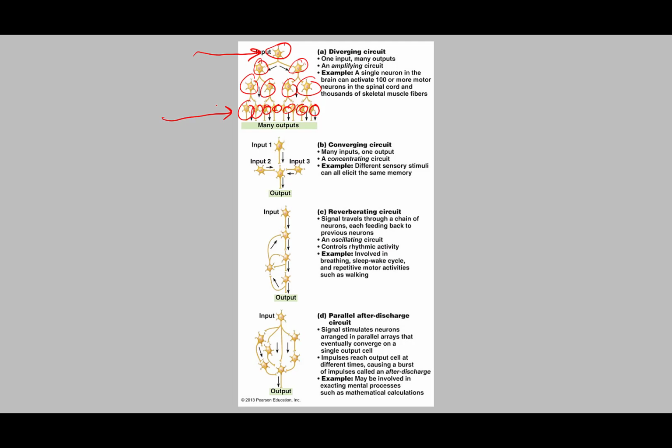So, for example, you could have one single neuron in your brain stimulating a lot of motor neurons just by sending a single action potential.